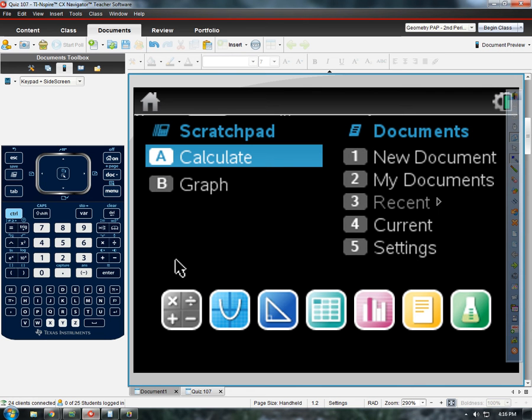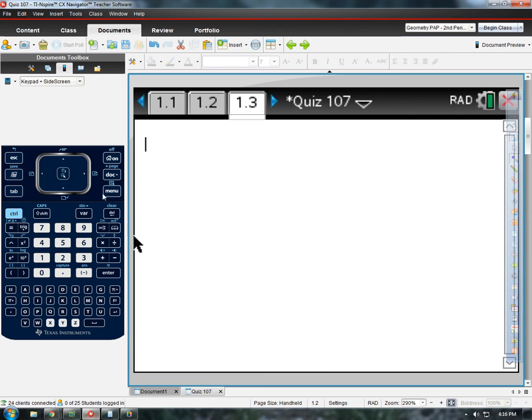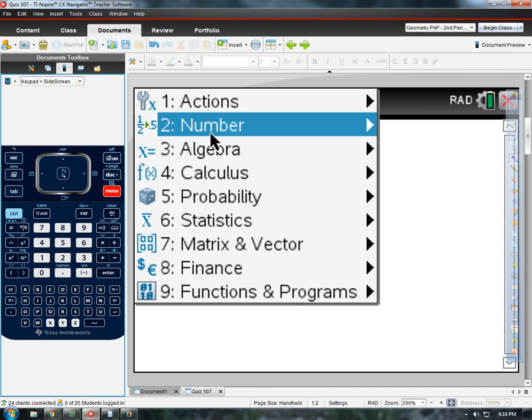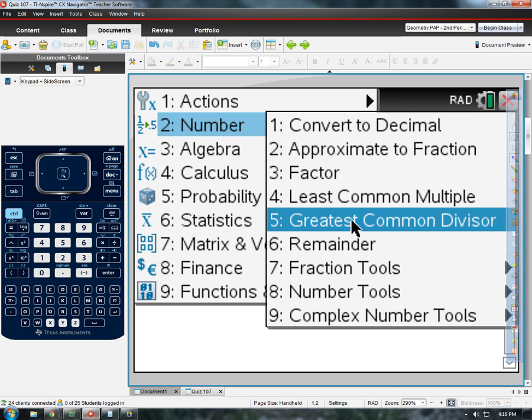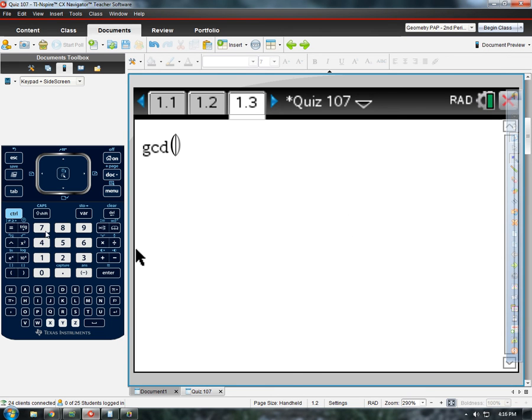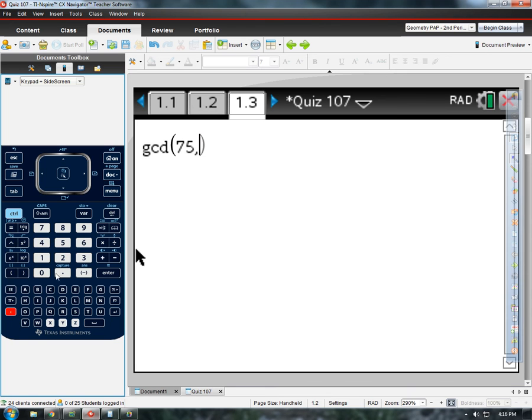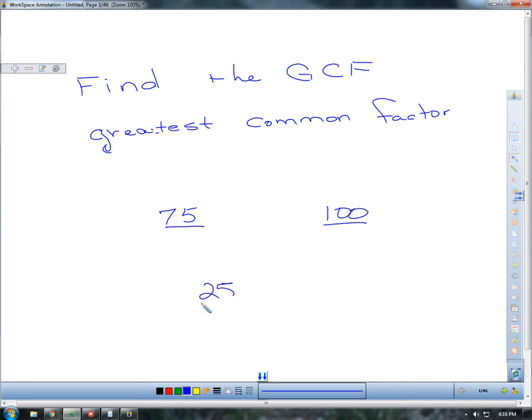So on the calculator, anytime you have things you want to find the greatest common factor of, you're going to go to the calculator. You're going to hit Menu, Number. We want to find the greatest common divisor. And so on the front we had 75 and 100. So you separate them with a comma. You can only put 2 in at a time. So a little bit later when we have 3, I'm going to go ahead and show you what to do. But now I know that my greatest common factor is 25. Easy enough.